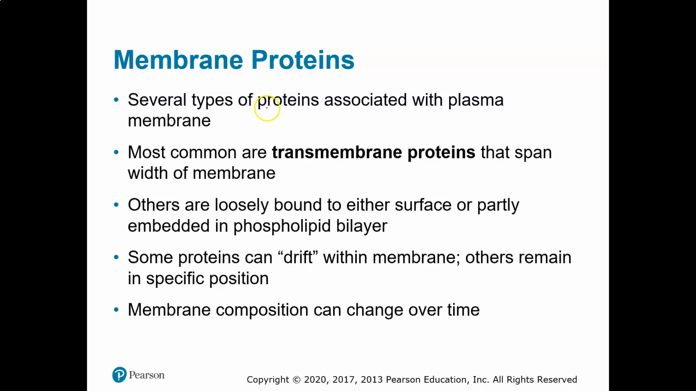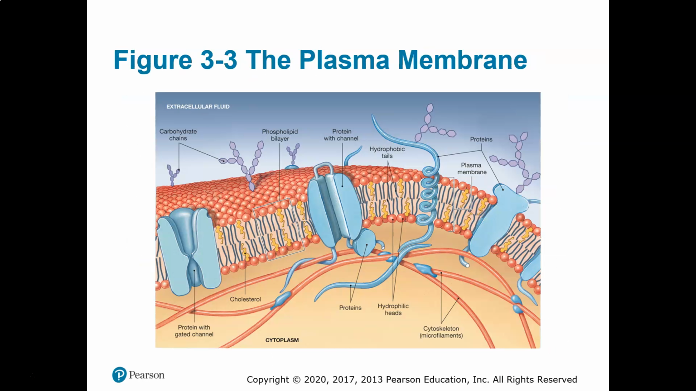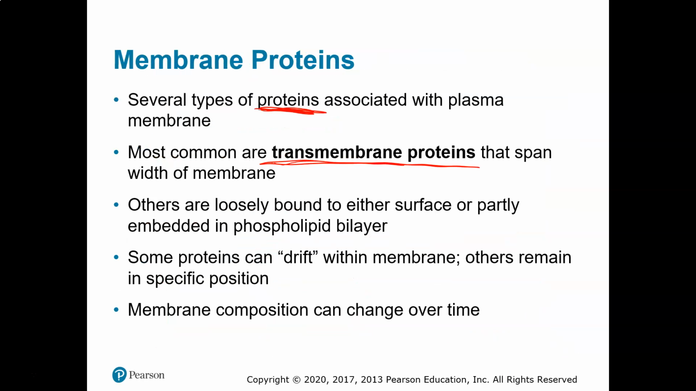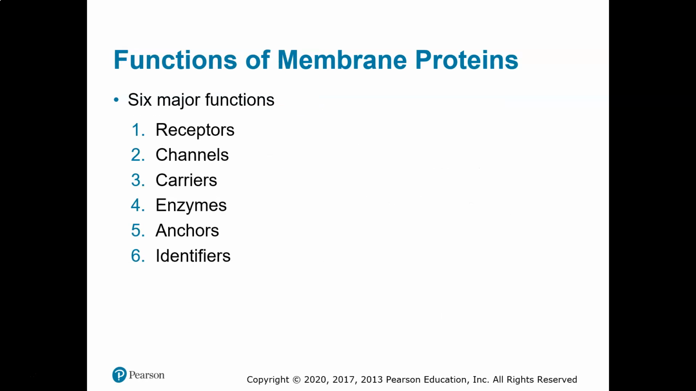The proteins, the large blue molecules that we saw scattered throughout the plasma membrane, have different functions, but some are transmembrane proteins that span the width of the membrane. In other words, this is a transmembrane protein. Others are loosely bound either to the surface or partly embedded in the phospholipid bilayer. Some can drift and others remain in position, and the composition of the membranes can change over time. There are 6 types of membrane proteins.